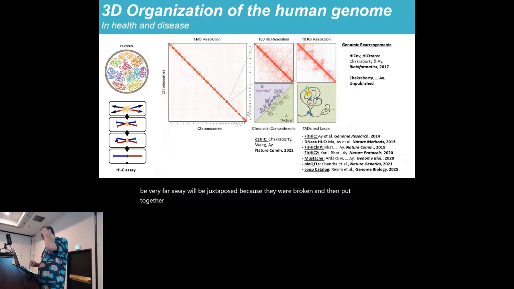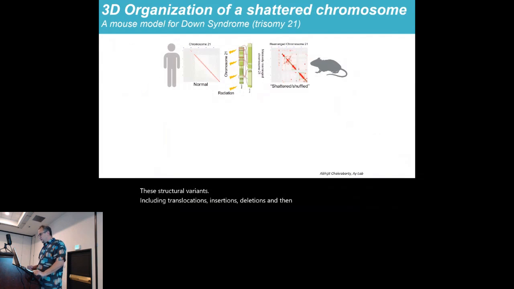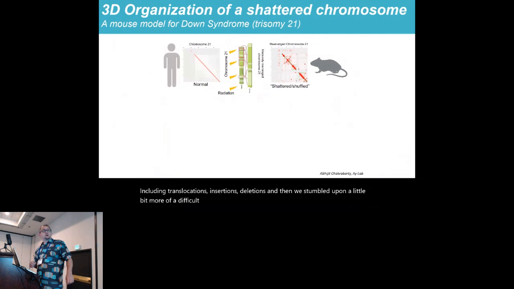So we and others have developed algorithms that use those types of patterns from Hi-C maps to identify these structural variants, including translocations, insertions, and deletions. Then we stumbled upon a more difficult case, an artificial system where you have mouse embryonic stem cells, and you're trying to build a model for Down syndrome, which means trisomy of chromosome 21 in human. In mouse, it's chromosome 19.